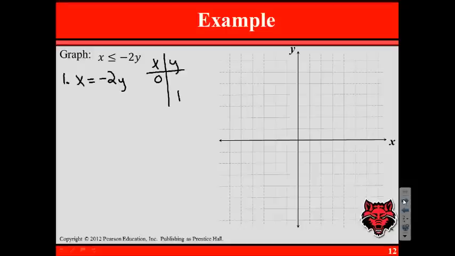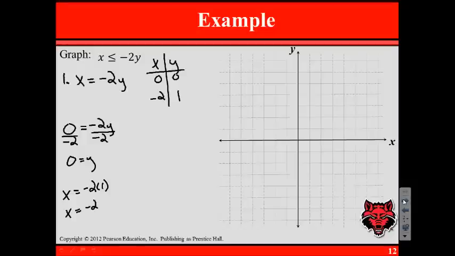So starting with x equals 0, we replace x with 0, and that gives us 0 equals -2y. We would divide both sides by -2 and be left with 0 equals y. So our first point is 0, 0. Second, we would replace y with a positive 1. That gives x equals -2 times 1, or x equals -2. So we have 2 points that we can plot. We plot 0, 0 and -2, 1. We look at the original inequality symbol, less than or equal to, so this will be a solid line.